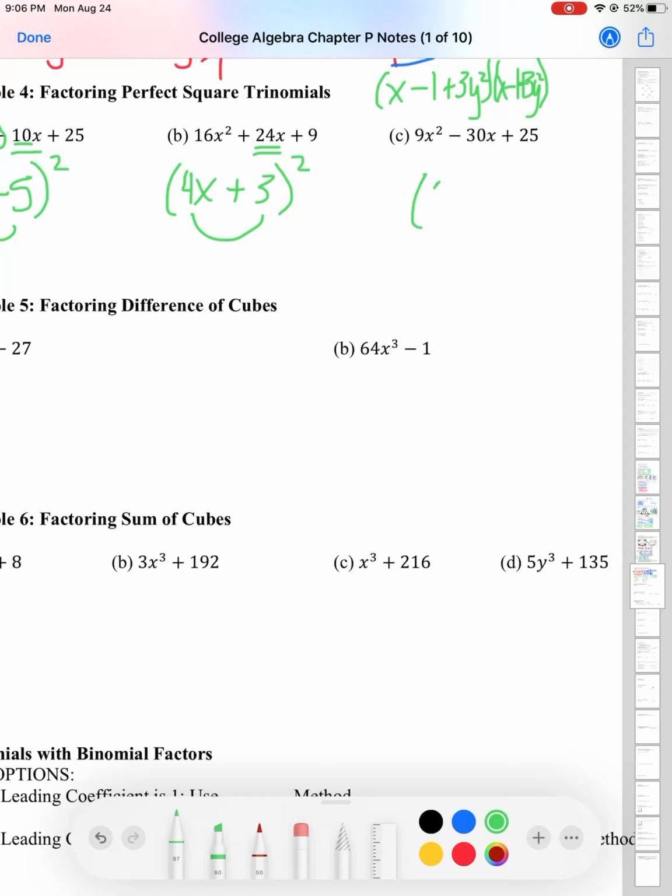Then you guys try C. It should be 3x minus 5 quantity squared.